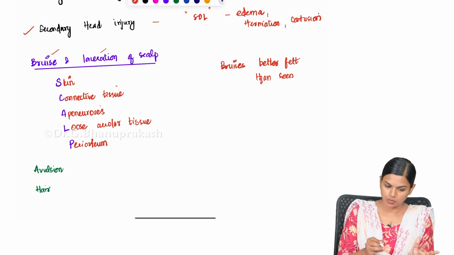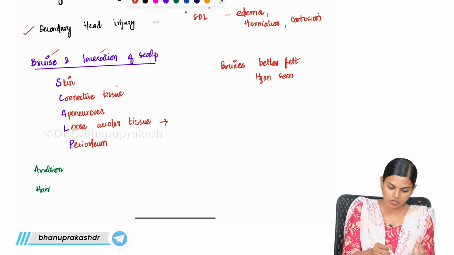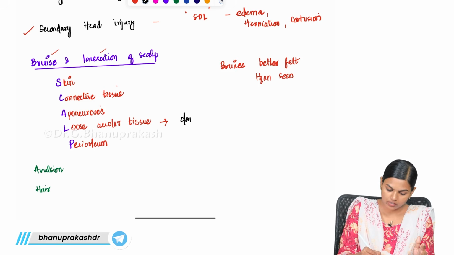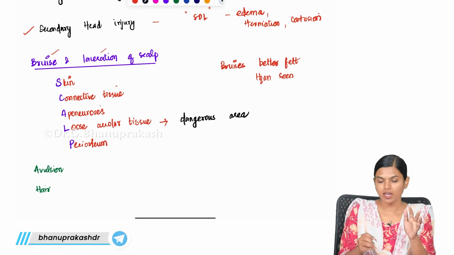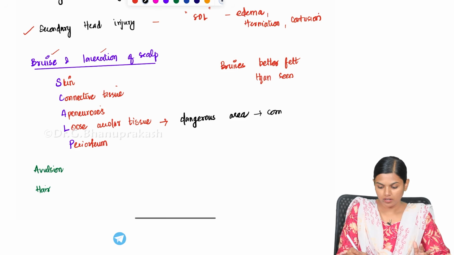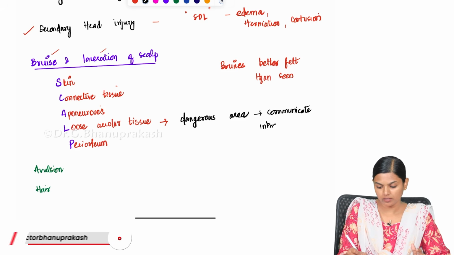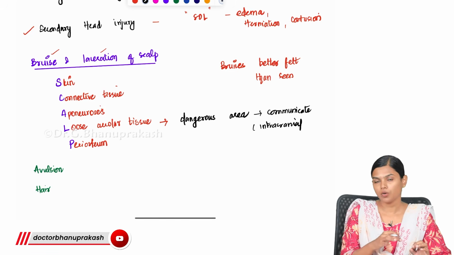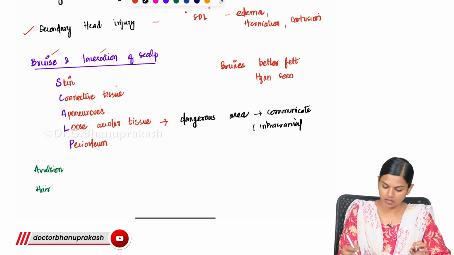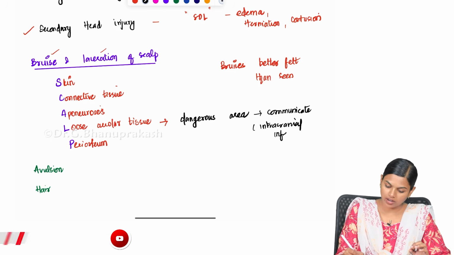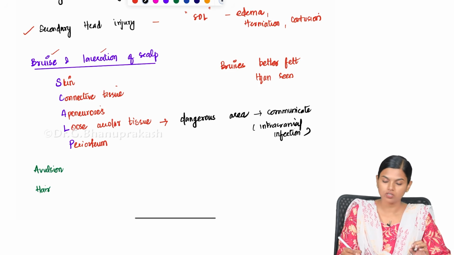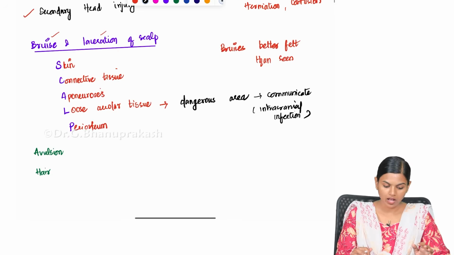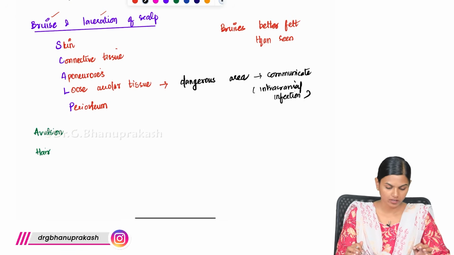And any bruise, any hematoma that happens in this fourth layer is known as a very dangerous area. Why? Because any hematoma here will communicate and it can become intracranial. So any infection that goes to this hematoma can extend intracranially. So intracranial infection can happen from this layer hematoma. So this is a very dangerous layer, and bruise and laceration are very common in the scalp.